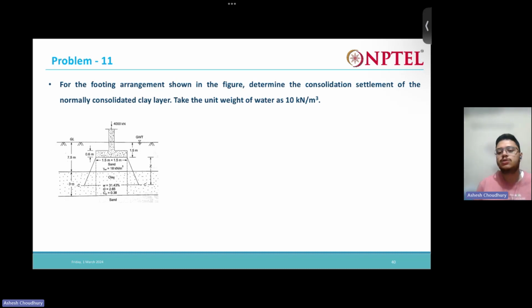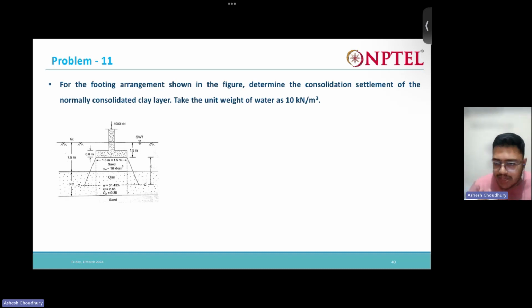So due to the sand layer, the water is going to get drained out from the clay layer. Pore water pressure is going to get dissipated, and due to dissipation of pore water pressure, what are we going to have? We're going to have consolidation settlement. So we have a footing, right? So 4,000 kilonewton we are applying on the footing. So let us calculate the pressure at the base of the footing.